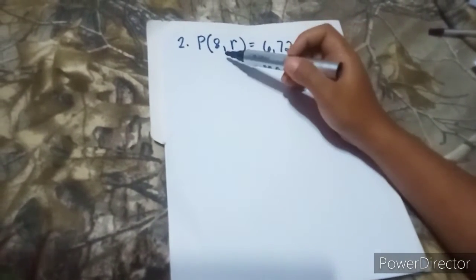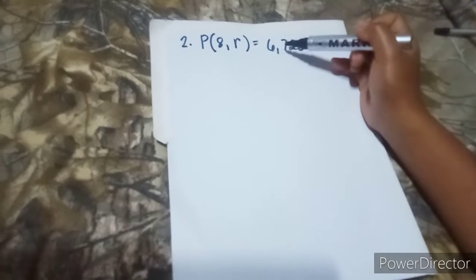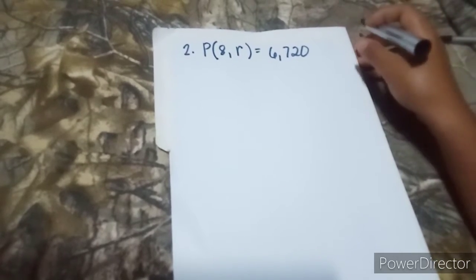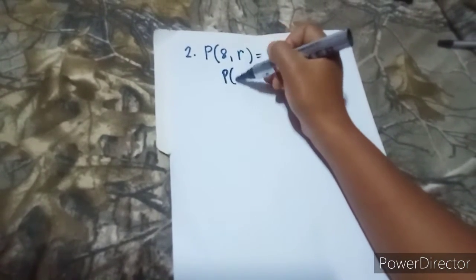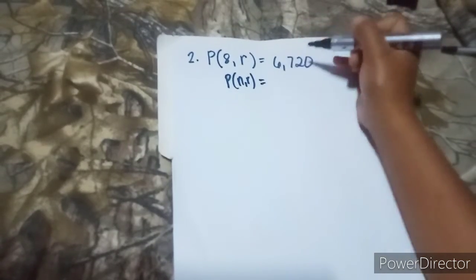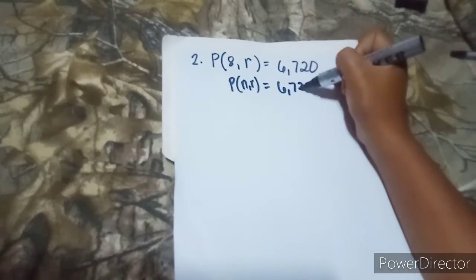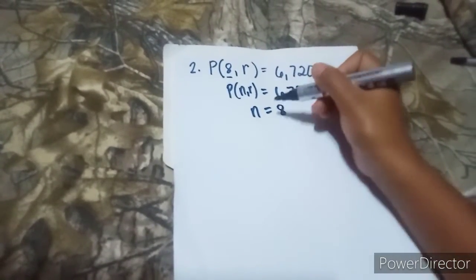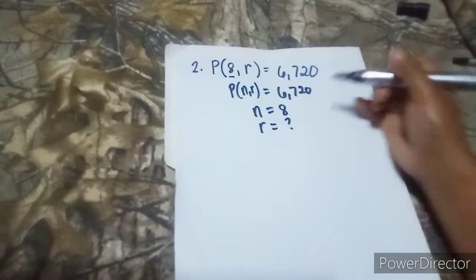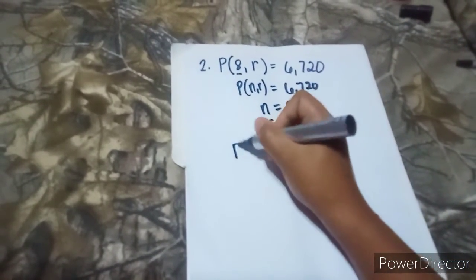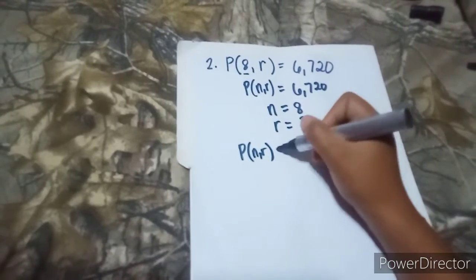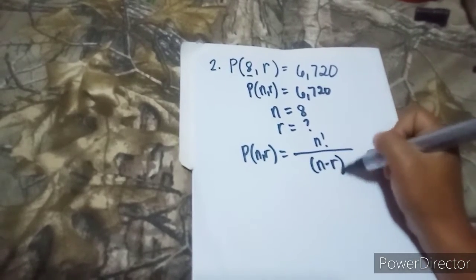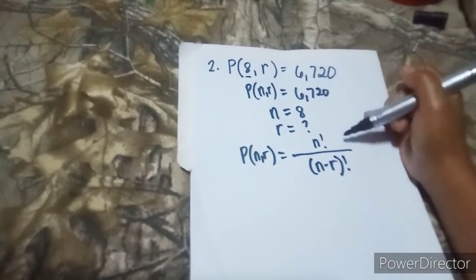Let's have another example. Permutation of 8 objects taken r at a time is equal to 6,720. So let us list all the given values. For our permutation of n objects taken r at a time is 6,720. For our n, we have 8. Our r is unknown. The formula of permutation of n objects taken r at a time is equal to n factorial over n minus r factorial. So substitute all the given values.